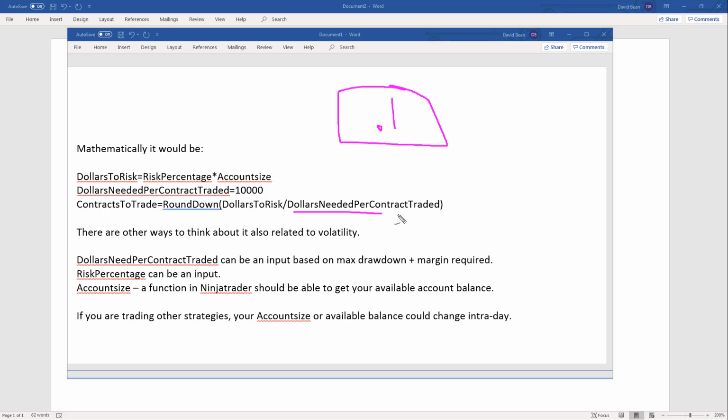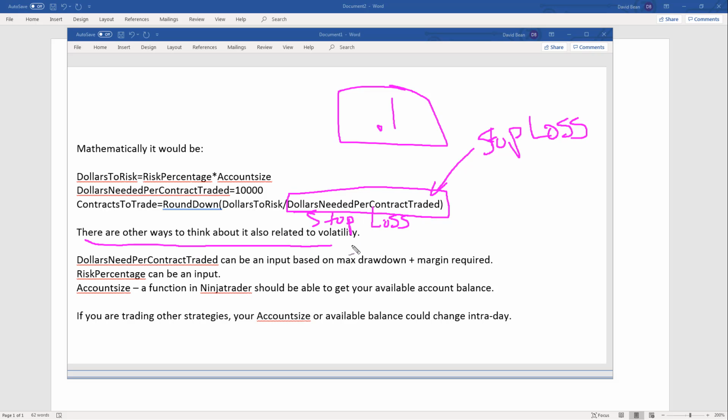So your dollars needed per contract traded could be your stop loss. If you have a fixed dollar stop loss, you could divide by your stop loss amount, or your risk on the trade, how much you're risking per trade. So this would change to your stop loss. So I gave you the wrong answer. This should be your stop loss per trade. That's calculated different ways. Also, if you change your stop loss based on volatility, that will also change.